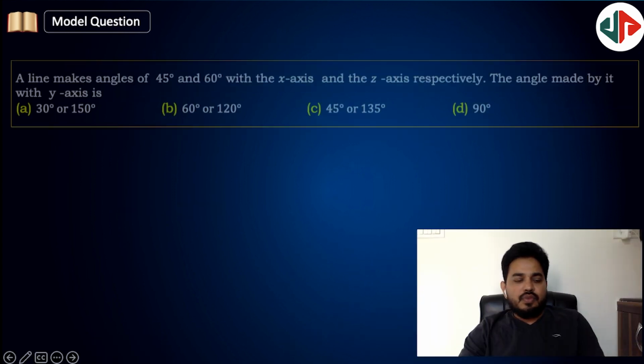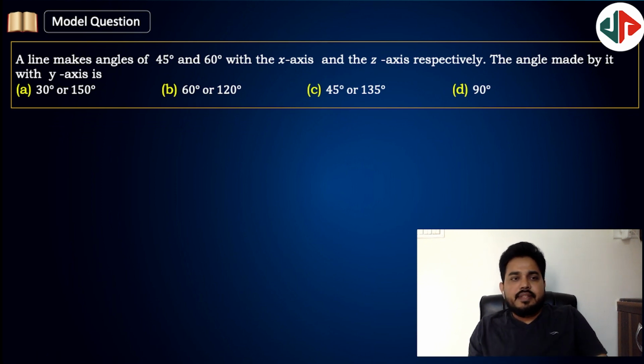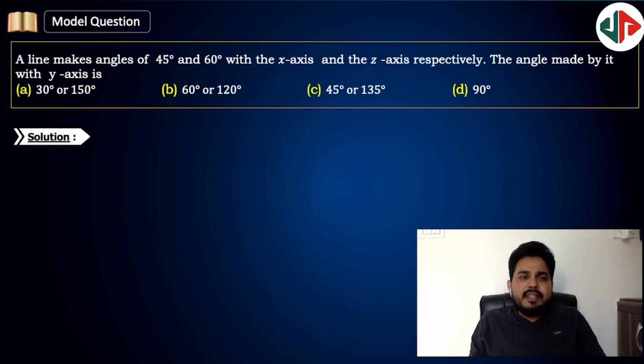Okay. So the next question is, if a line makes an angle of 45 degrees and 60 degrees with the x-axis and z-axis, find the angle made by it with respect to the y-axis. So what is the property we need to use here? cos square alpha plus cos square beta plus cos square gamma is equal to 1.